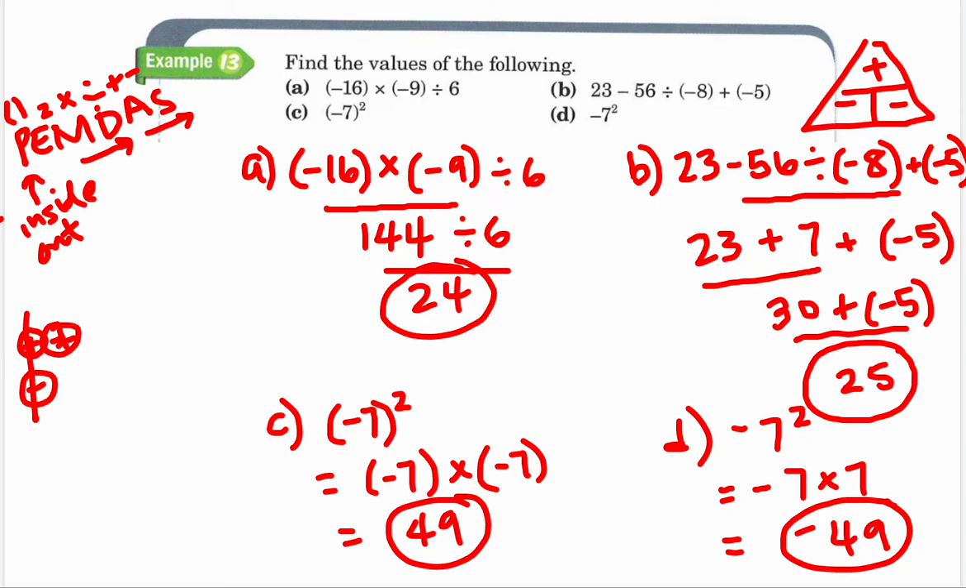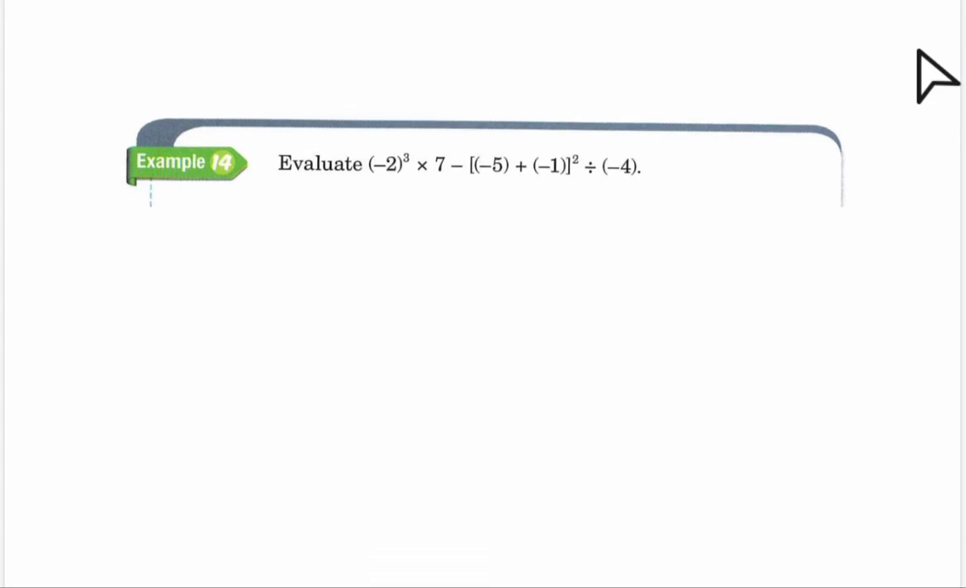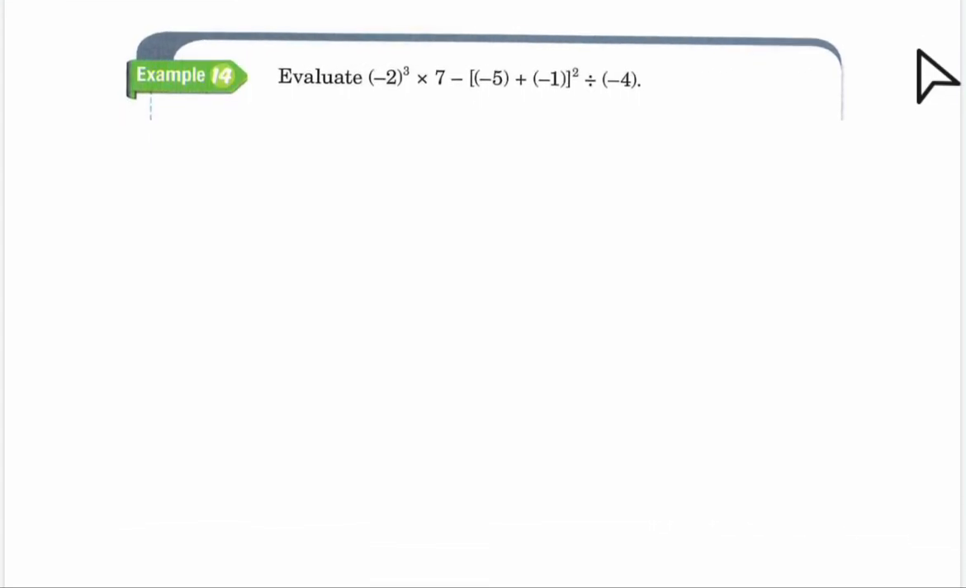And then we're going to move on to just one more example. All right, so here's example 14. Go ahead and pause the video, try this one on your own first.